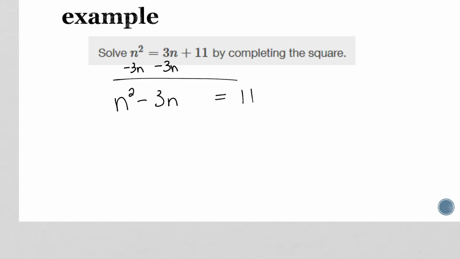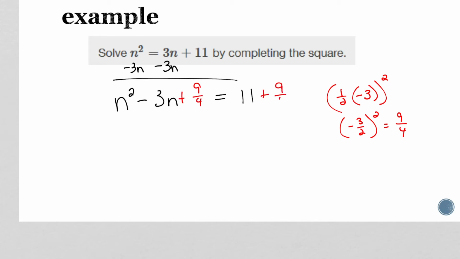Okay, now off to the side, I'm going to write negative 3. I'm going to take half of that and then square it. So 1/2 times negative 3 is negative 3 halves. And I want to square that, which would give me 9/4. Okay, so I want to add 9/4 to both sides.